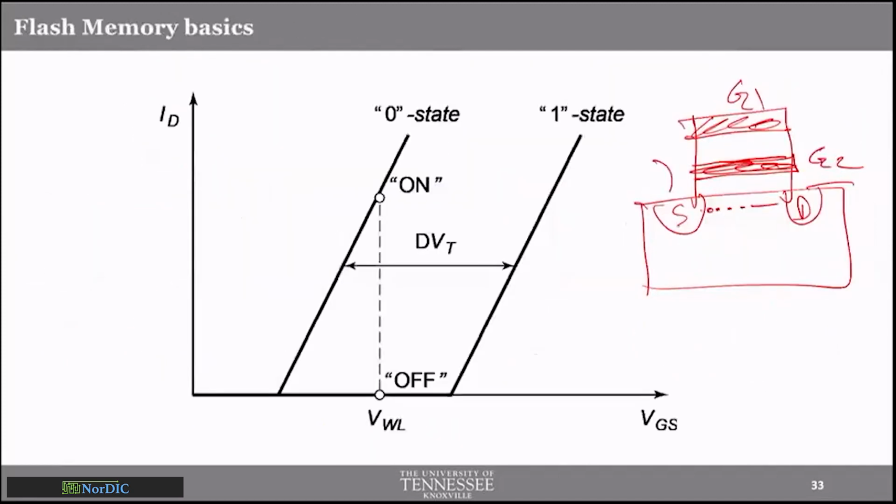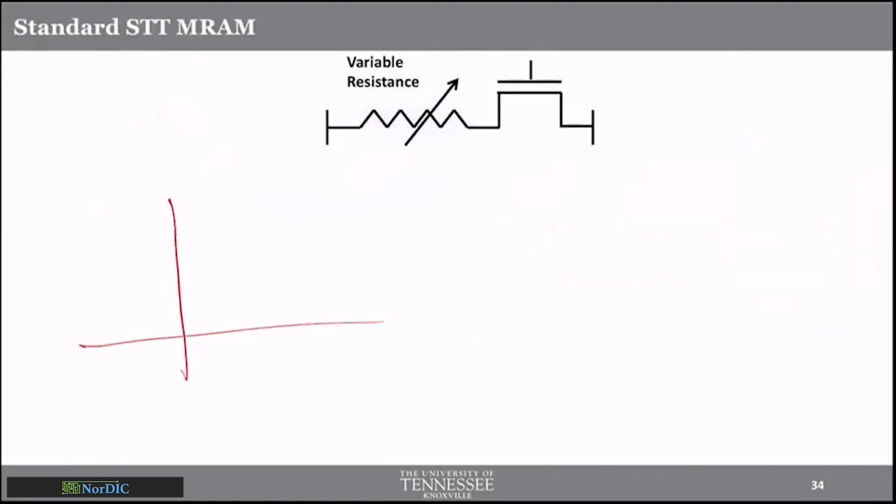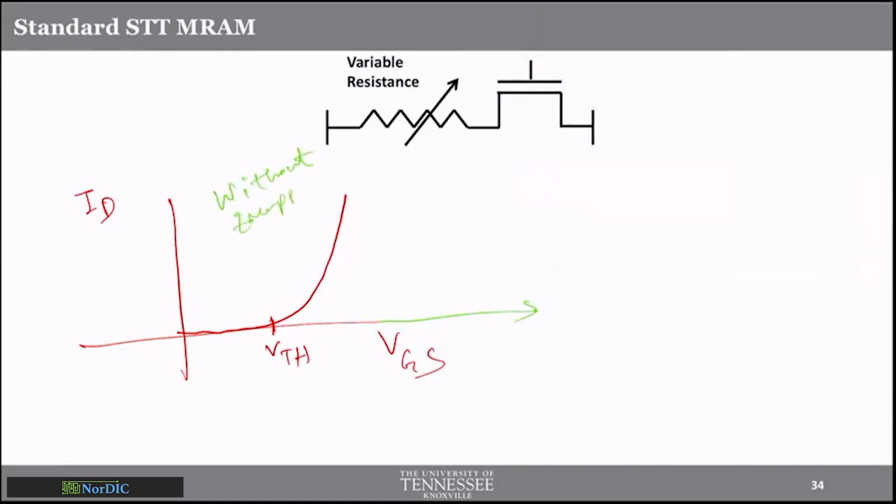So let me draw something here again. Here, this is the ID versus VGS characteristic of a transistor. This is how it looks. This is actually the threshold voltage. Now, when you have trapped charges, maybe this is what you see. This is how much current you see. This is without trapped electrons, say. When you have trapped electrons, this threshold voltage, say, will increase all the way to here. I'm just giving you an example. So with trap.